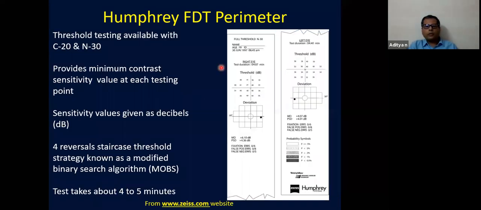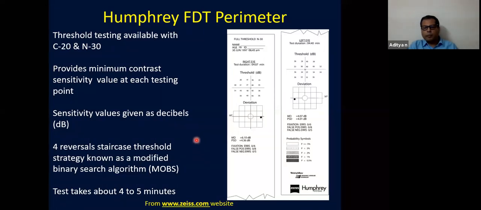Now, when we come to the threshold program, what happens? Each point is tested at various contrast levels, and the minimum contrast noted at each point is given as a threshold, which is given in decibels, similar to standard automated perimetry. And to get this thresholding, they do the reverse staircase threshold.